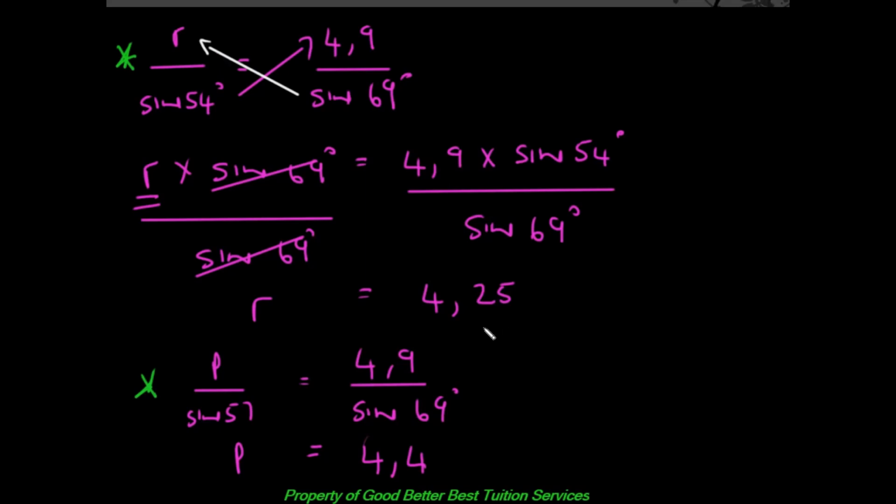What we have here is r is equal to 4,25, and now we are going to solve for p. p over sine 57 is equal to 4,9 divided by sine 69, and all I did was cross multiply, because in that process, I'll get the p alone. In other words, I'm isolating the p, and so I take my calculator, type in 4,9 times sine 57 divided by sine 69, and that's going to give me 4,4.